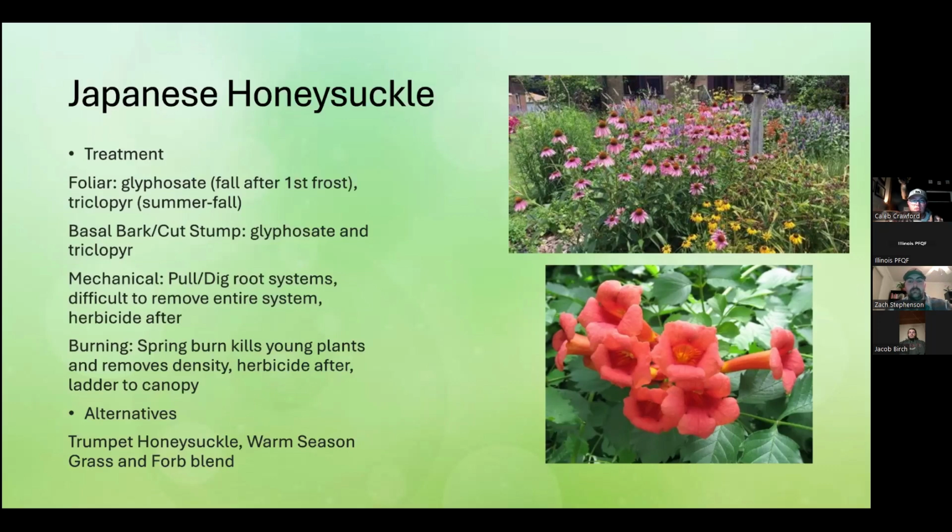Another note on this species, since it is a vine, it can be pretty entangled with itself, and it can be difficult to find one singular stump of the plant. So a lot of times the foliar application is going to be a pretty good option for this one. Some alternatives are going to be trumpet honeysuckle or trumpet creeper. And also, if you're looking for a ground cover, then the warm season grasses in a forb blend will be a pretty good option for you.